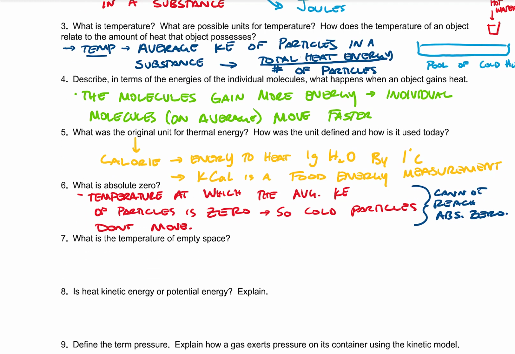What's the temperature of empty space? So the temperature of empty space is sort of the background radiation. This is measured at 3 Kelvin. Not negative 3 Kelvin. 3 Kelvin, where Kelvin is that absolute temperature scale. It's not zero. There's still stuff in space and it's still moving, but it's not moving very fast. This is really cold. This is roughly negative 270 degrees Celsius.